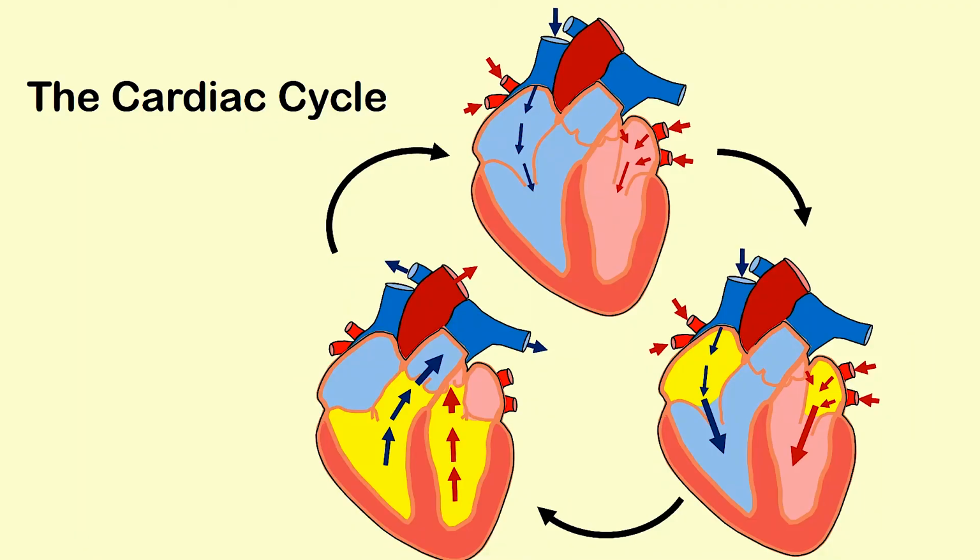In addition, contraction of smooth muscles in the walls of the veins and changes in the thoracic cavity pressure while you're breathing can also assist to move blood from the extremities back to your heart.